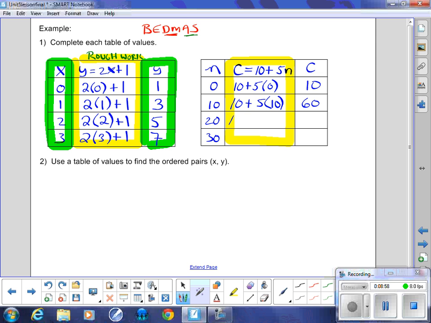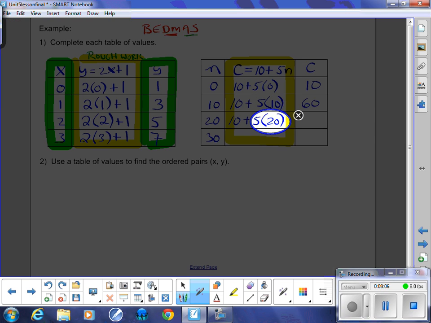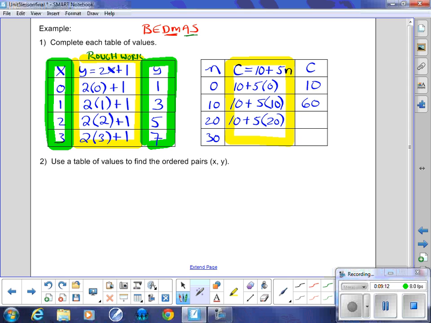Next one, 10 plus. Again, take the 20 and you put it in. Grab the good old calculator. 5 times 20, you should get 100. And another 10 is 110. So the calculator should tell you.